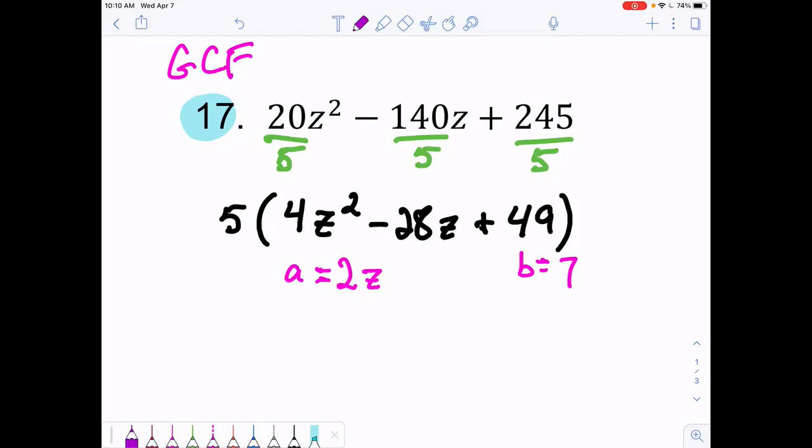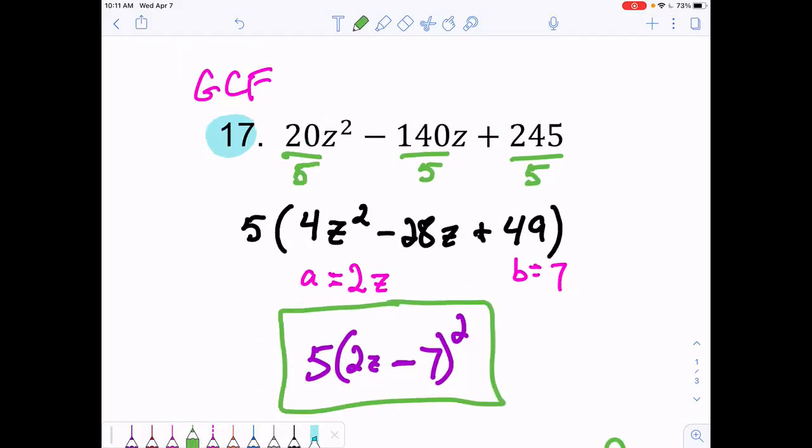So this is a new problem we had today. So we know that it's going to be a square. We know that it's going to have a 2z for your A term and a 7 for your B term. Now we've got to determine if it's going to be plus or minus. It's going to be minus because we have a negative 28. And then we're just missing one last little thing. What's that? Yeah, bring that 5 down. And that's going to be your final answer.